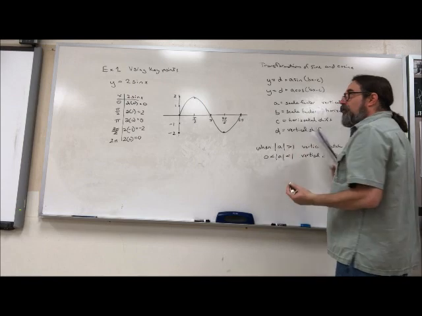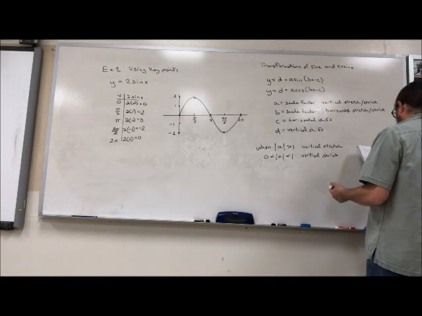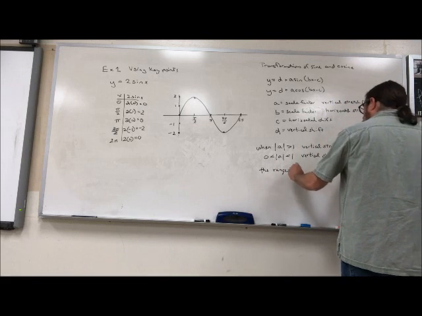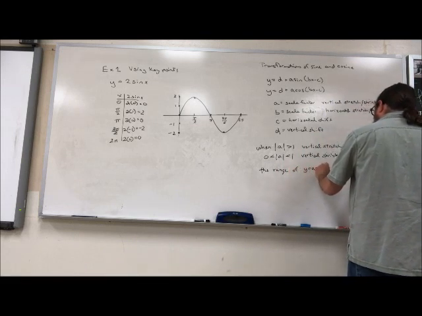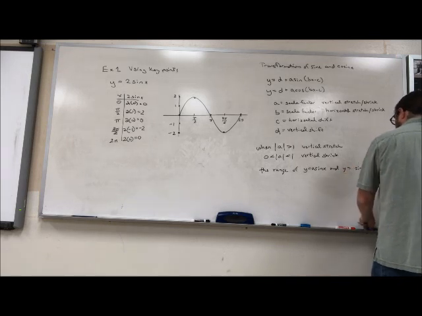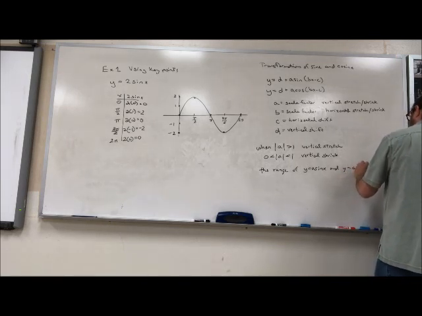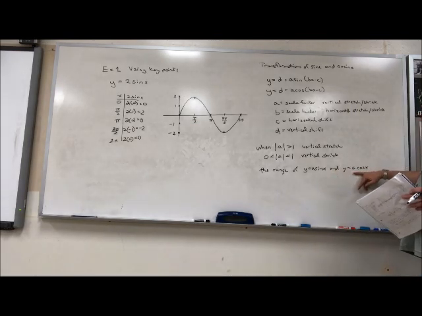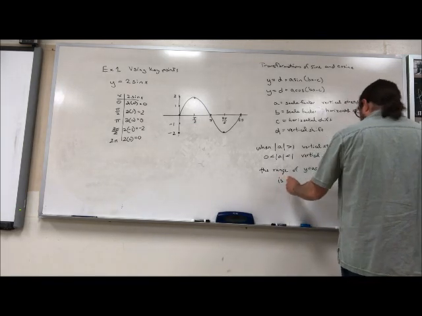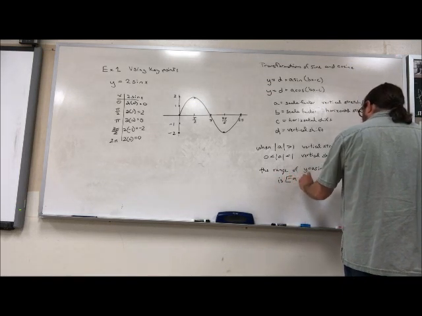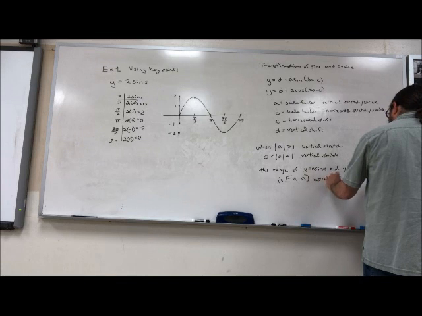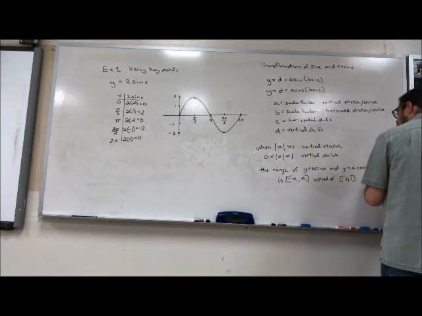And A is going to change the range of your function. So the range of y equals a sine x and y equals a cosine x is actually going to be dependent on a. So it is actually from negative a to a, including those endpoints, instead of the original negative 1 to 1.